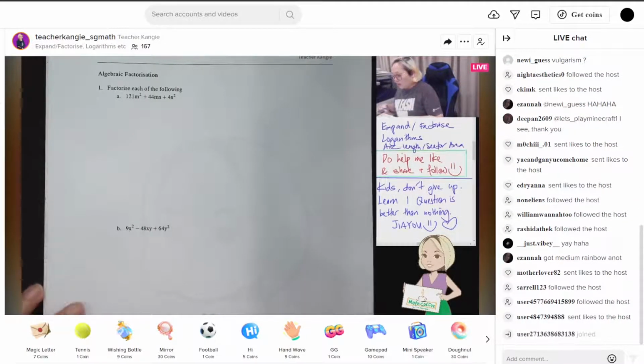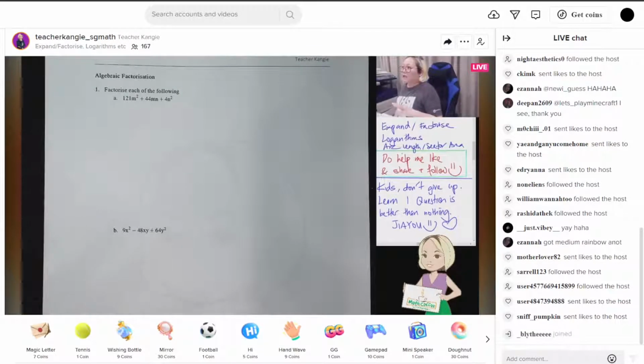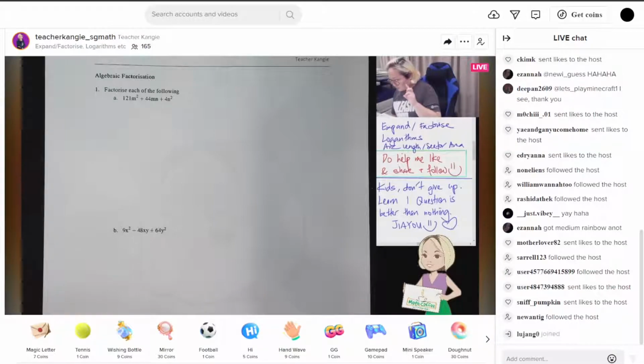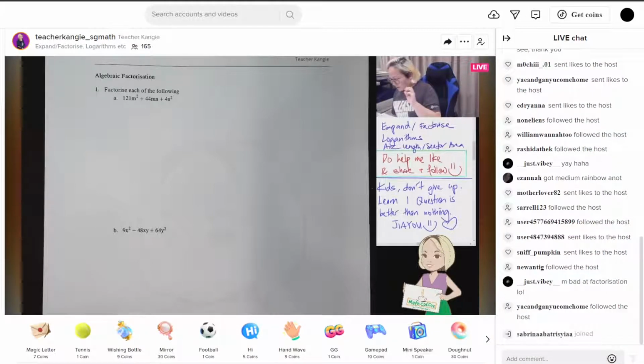So the first factorization method that you all learned is taking out common factor, right? Medium rainbow? No, you only have small rainbow and big rainbow. Okay? Then, what did I say? So there's only 4 methods.